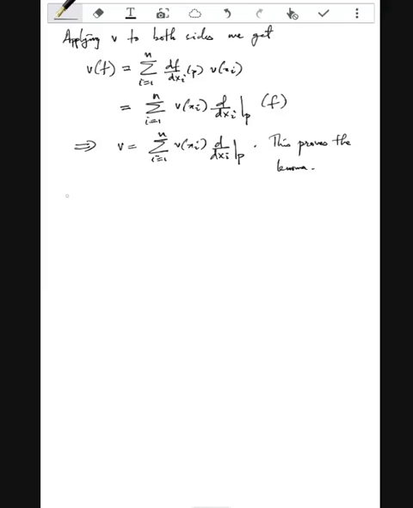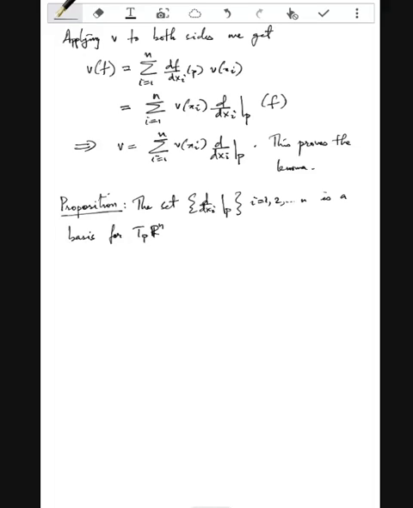So next we prove this proposition. So let's also prove that the d by dxi's are linearly independent, which will prove the following proposition. The set d by dxi at p, i equal to 1, 2 up to n, is a basis for TpRn.